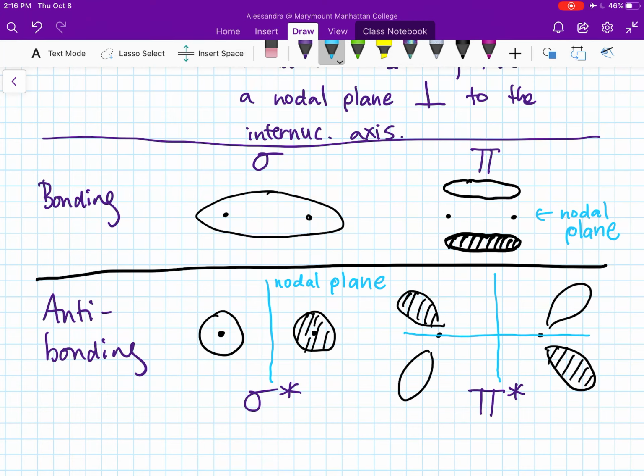So let me draw those here. So two nodal planes exist for the pi star antibonding molecular orbital. So that's a very destabilizing interaction, as you can imagine. One of the nodal planes incorporates those two nuclei, and one of the nodal planes divides those two nuclei.